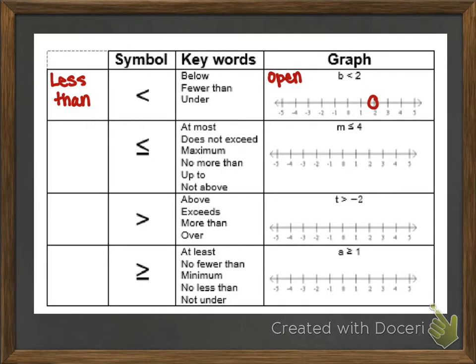If I were to take this inequality symbol and make it into an arrow, it would be pointing to the left. So when our variable is on the left-hand side, I can use that method to show us which side we're shading.